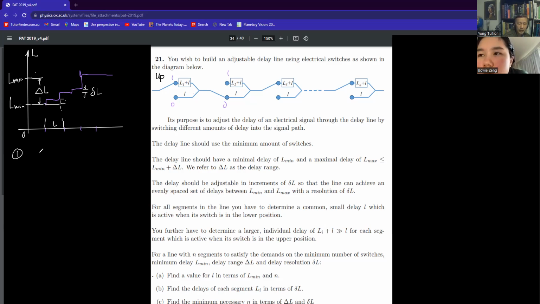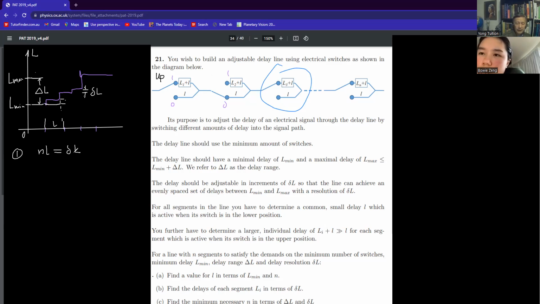So in other words, what does this N represent? This is N segments. Can we just say NL equal to delta L? Can we build this equation first? What's a segment? Is this a segment? Yeah, that's right, one segment.